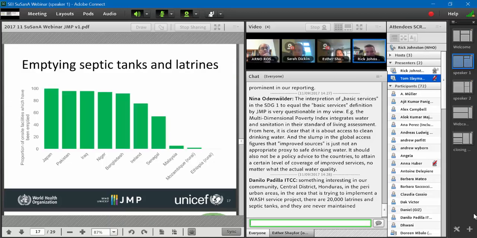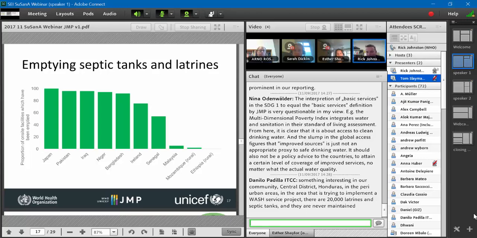So this is just to give you an example of the type of data that we were able to collect for the 2017 update. And it's showing you the proportion of on-site facilities which have been emptied. In some countries, such as Japan and Pakistan, you're seeing very high rates of emptying. There is a regular emptying of pit latrines and septic tanks. And in those countries, you would expect there to be some kind of services available to treat that waste and to dispose of it safely.